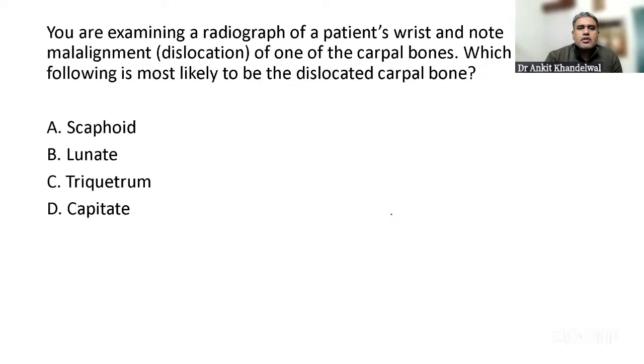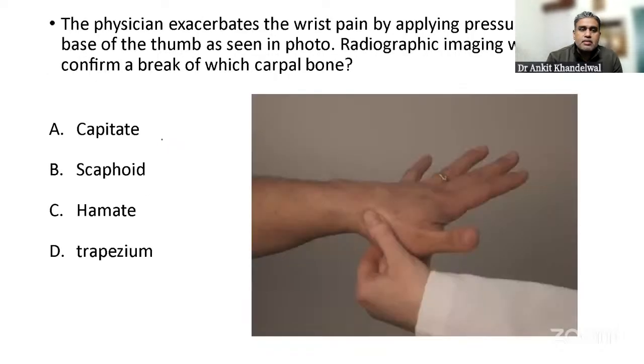The question over here: you are examining a radiograph of a patient's wrist and note malalignment or dislocation of one of the carpal bones. Which of the following is most likely to be the dislocated carpal bone? Options over here are scaphoid, lunate, triquetral or triquetrum, and capitate.